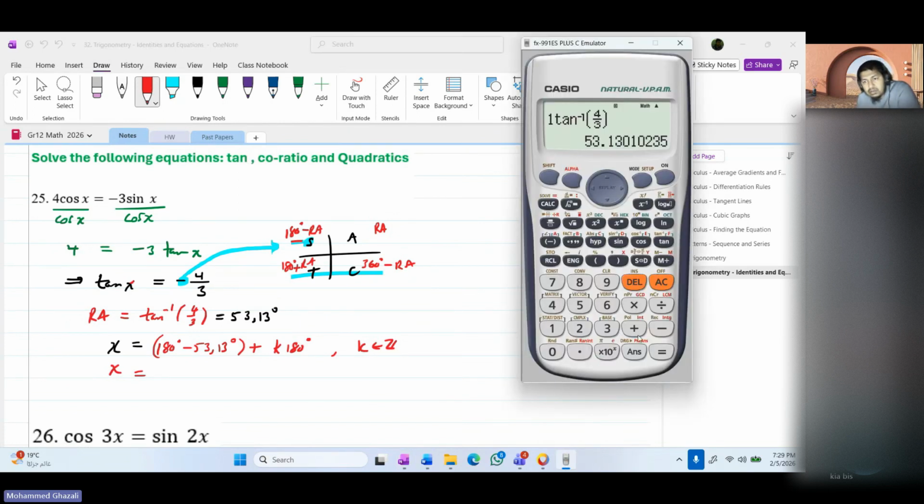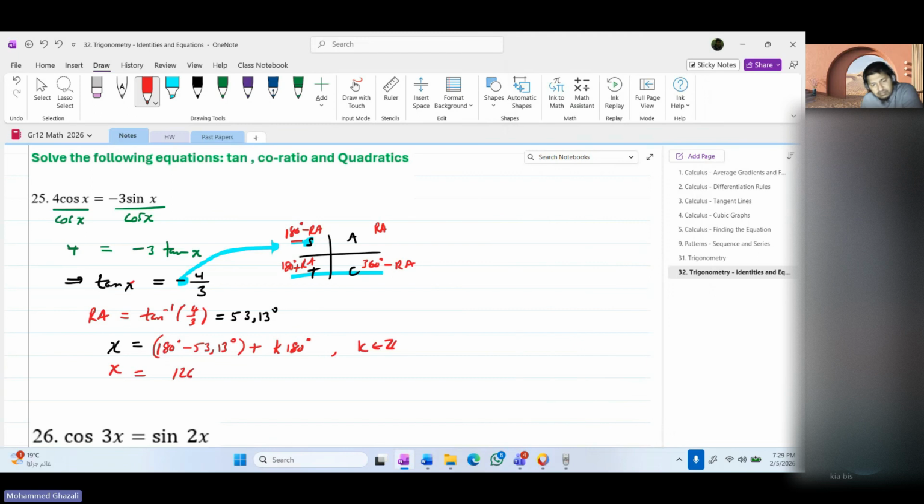So 180 minus the answer, we're getting 126.87 plus 180 degrees K, whichever way you like to write it. Okay, that's the only answer. Please don't waste your time doing the fourth quadrant general solution. It's not required. If you do it, it's fine. You will find that when you are finding specific solution, you only need to use one of them. So only one general solution for tan. Okay.